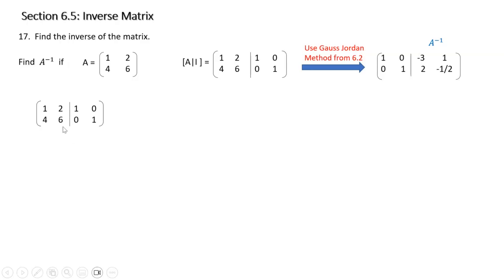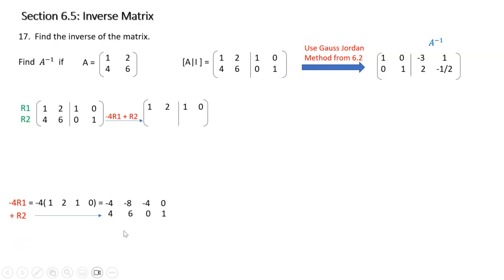So again, by using the Gauss-Jordan method, for the 4th, that's going to be a 0. So I'm going to multiply -4 times row 1 and add it to row 2. And we're going to keep row 1. And here's my work. -4 times row 1 will give us -4, -8, -4, and 0. Plus row 2. We bring in the row 2 down, so it's going to give us 0, -2, -4, and 1. That's my new row 2.